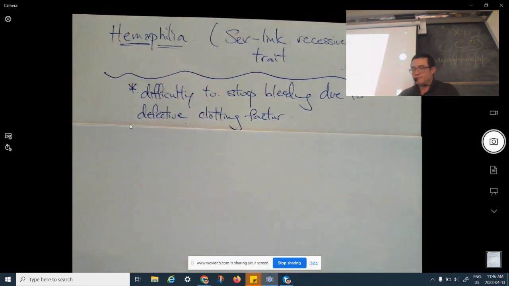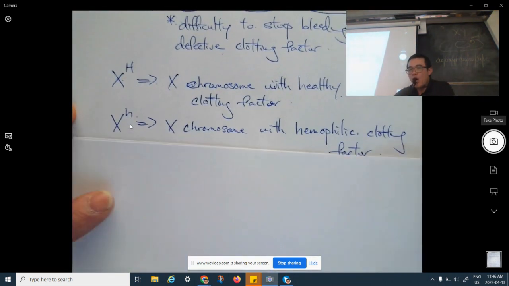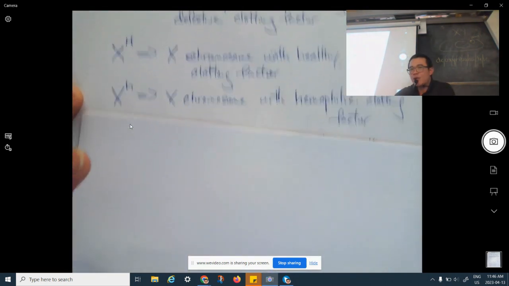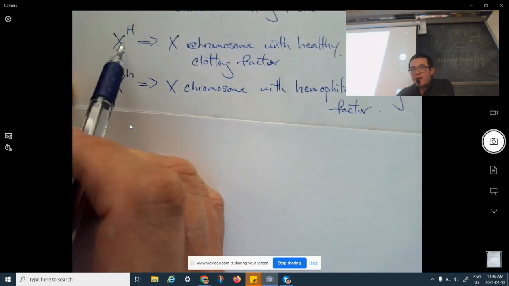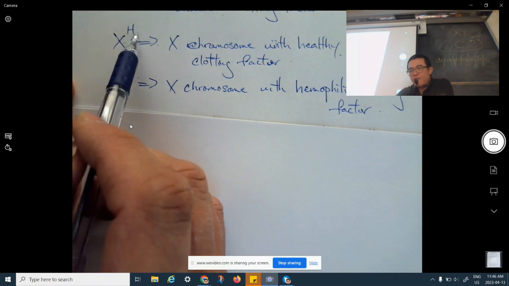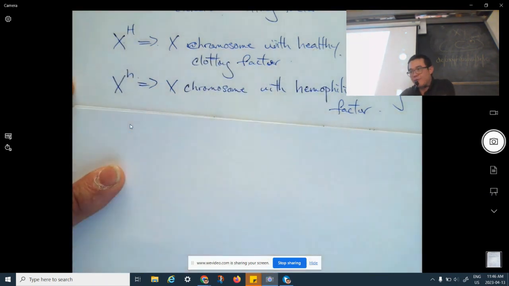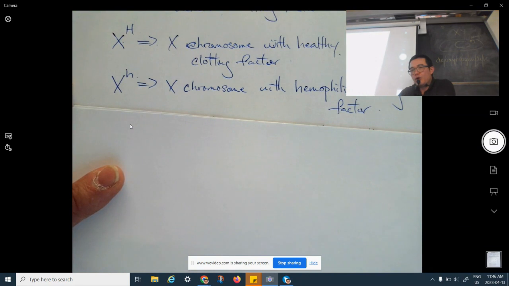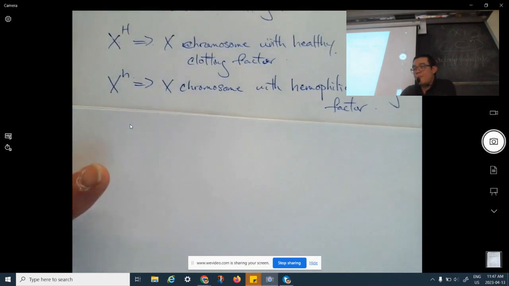Basically, it is again on the X chromosome. If you have a big X with a big H, you have an X chromosome with a healthy clotting factor. But if you have a lowercase h, you will have a defective or hemophiliac clotting factor. You would have a hard time stopping bleeding.